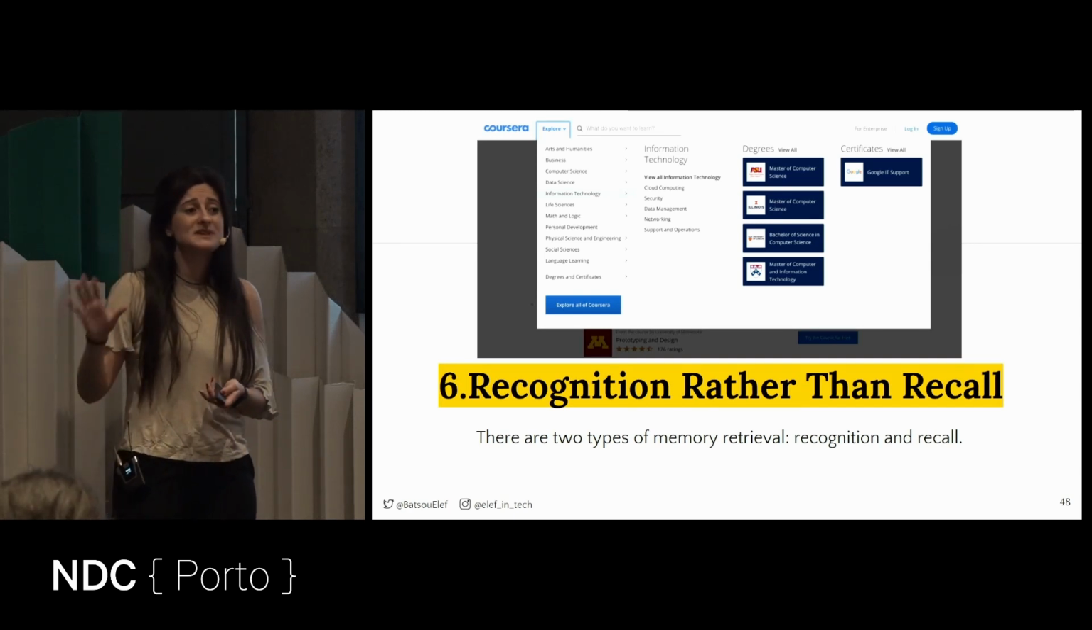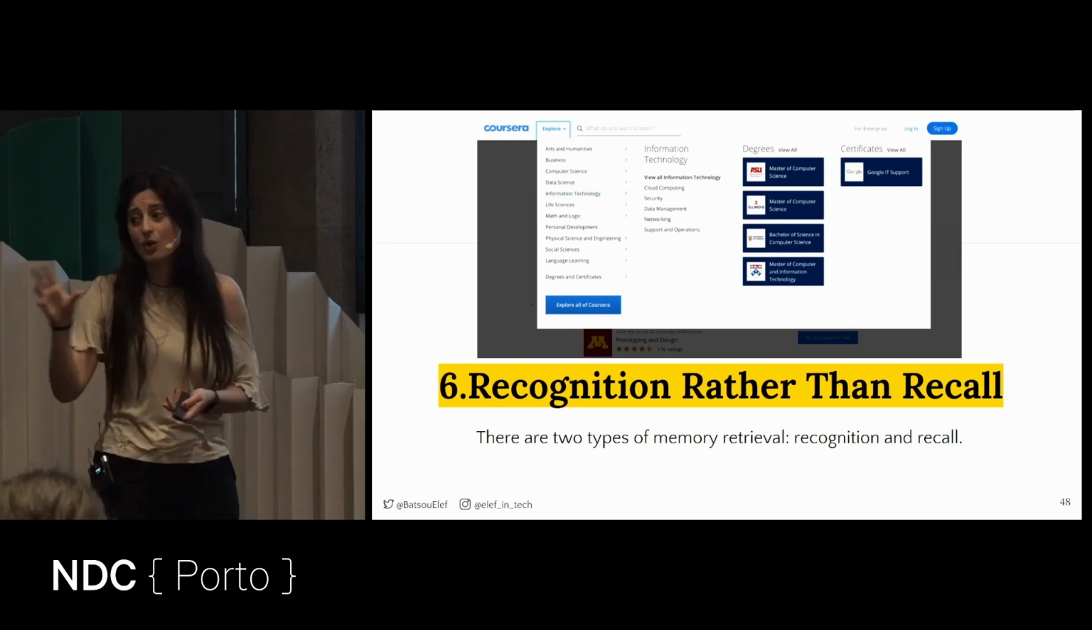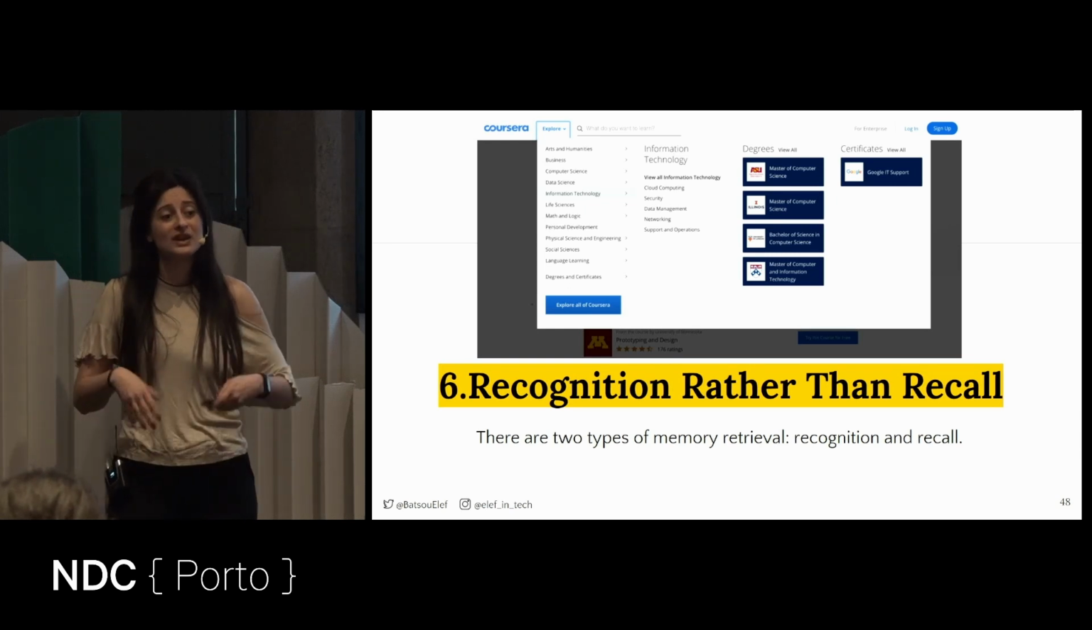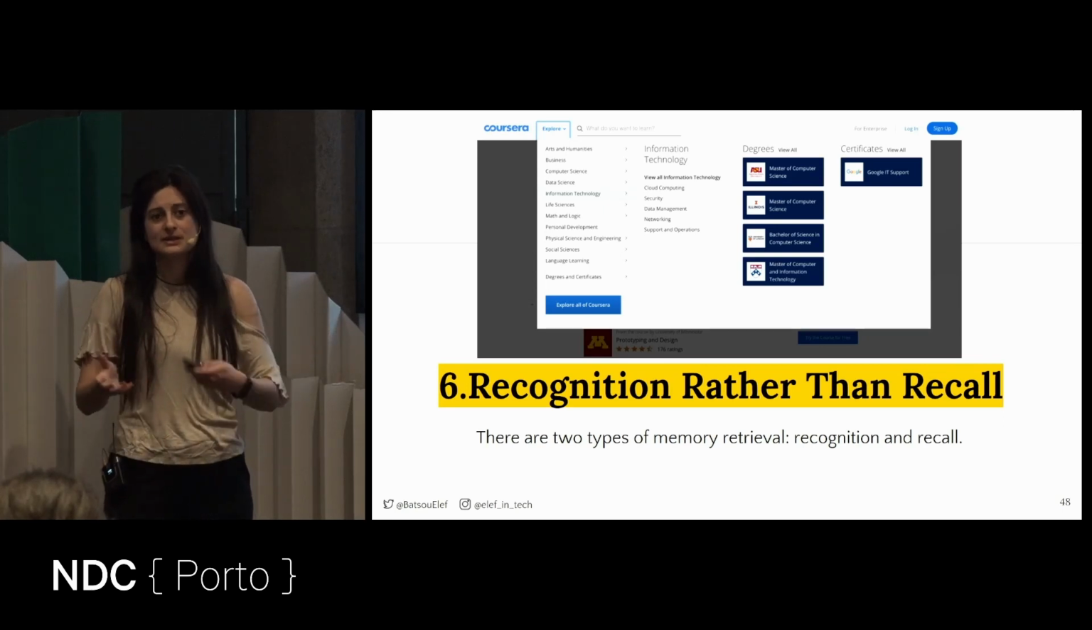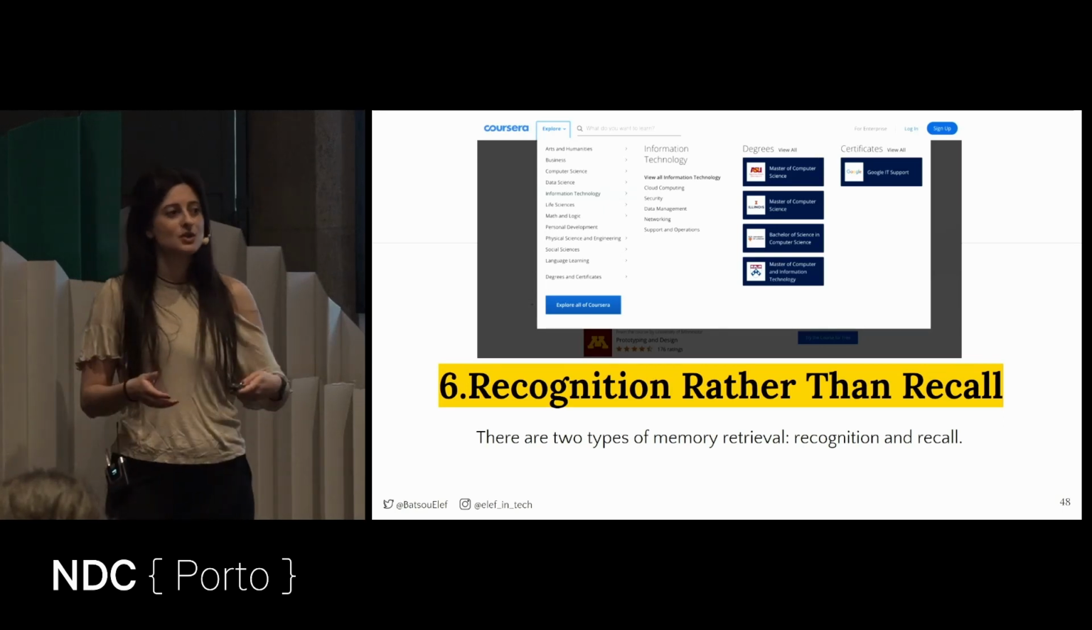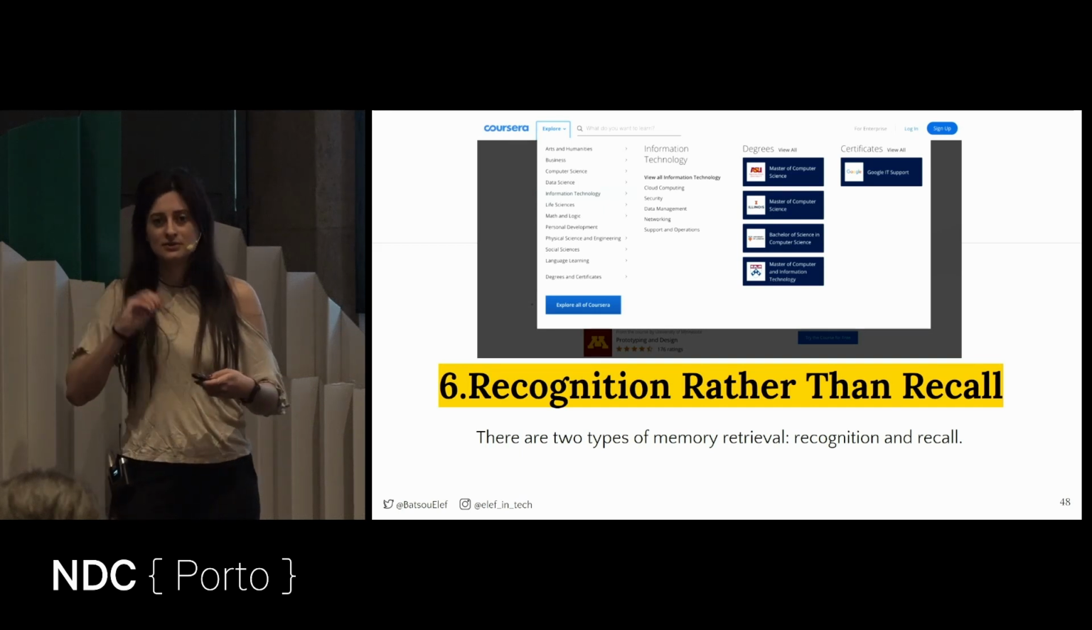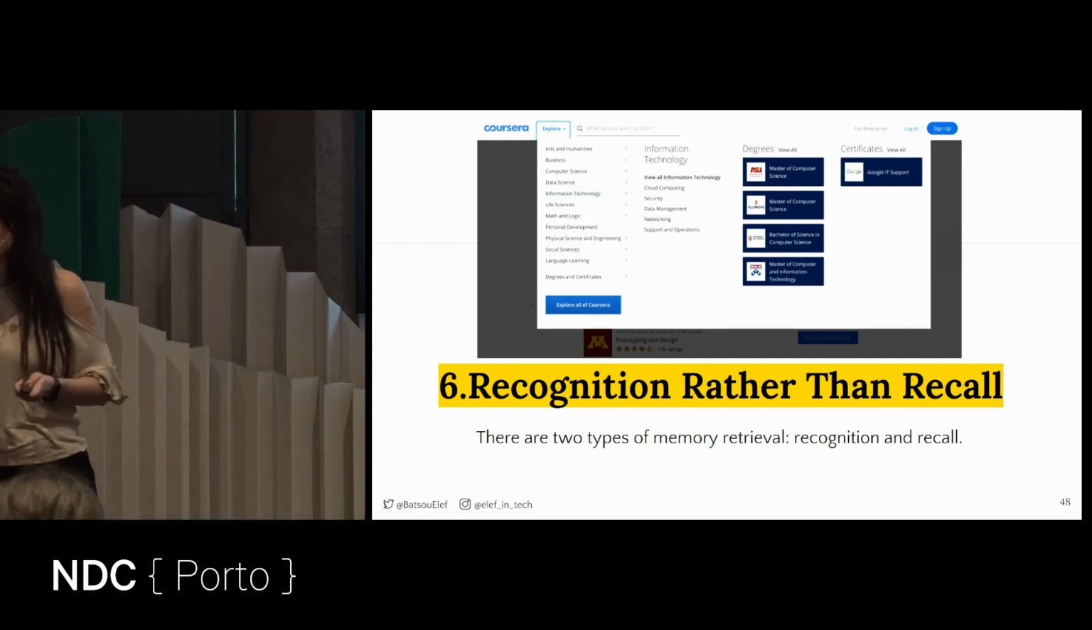So in our apps, in our products, in our websites, we always want recognition. And how you can achieve that is, for example, with images or with having something that is easily recognizable, so the user won't have to think. There is also a book, Don't Make Me Think.